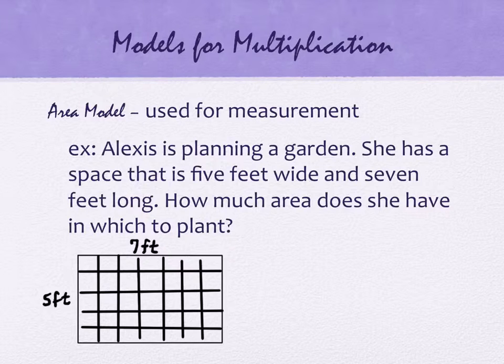I could. And then the area would be a total area of what? Good. 35, and Amy's exactly right. It's square feet or feet squared. So this is what we would have.